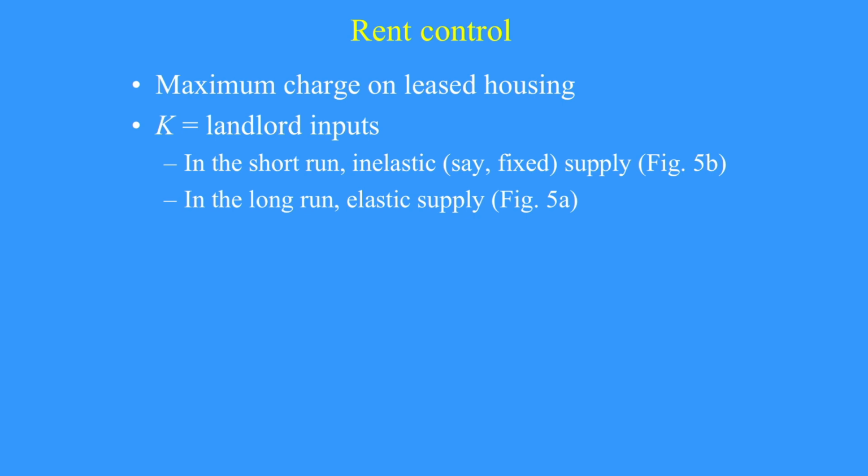Control's another one. There's the landlord inputs. There's the tenant inputs. This is again a case where we might think, well, in the short run, the landlord inputs are inelastically supplied. The apartment building's there, somebody might as well live in it. But in the long run, they would be elastically supplied. You don't have to build or maintain apartments.